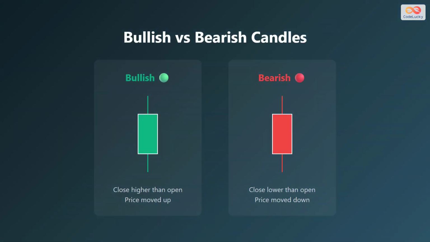Candlesticks come in two types: bullish and bearish. A bullish candle, typically shown in green, means the closing price was higher than the opening price, indicating that the price moved up during that period. A bearish candle, usually shown in red, means the closing price was lower than the opening price, showing that the price moved down. The color of the candle gives you an instant visual cue about whether buyers or sellers had control during that time frame.